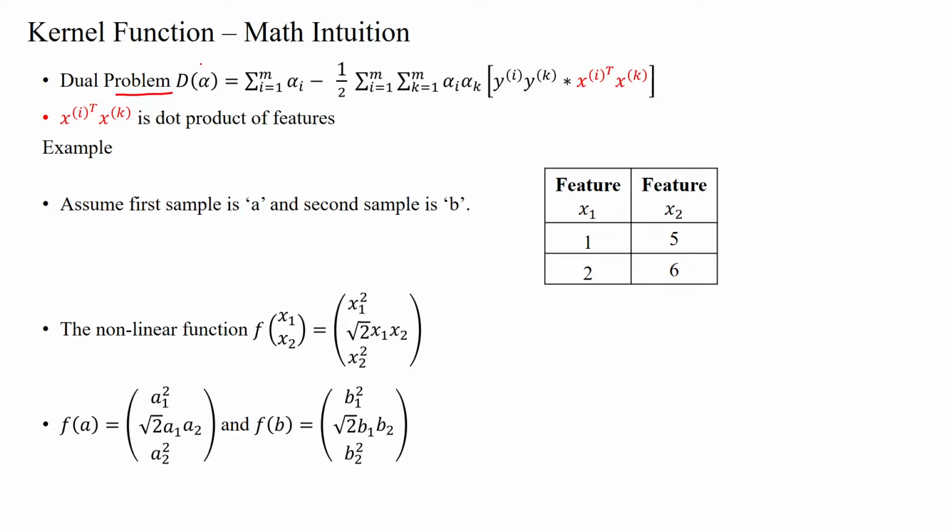So, the dual problem of the given objective function. Here we will use the objective function for m number of samples, minus the given constraints. Here alpha i and alpha k are the parameters. Then we will use the dot product of the features and the dot product of the actual output of the given samples and predicted output. Now, assume the first sample is A and the second sample is B.